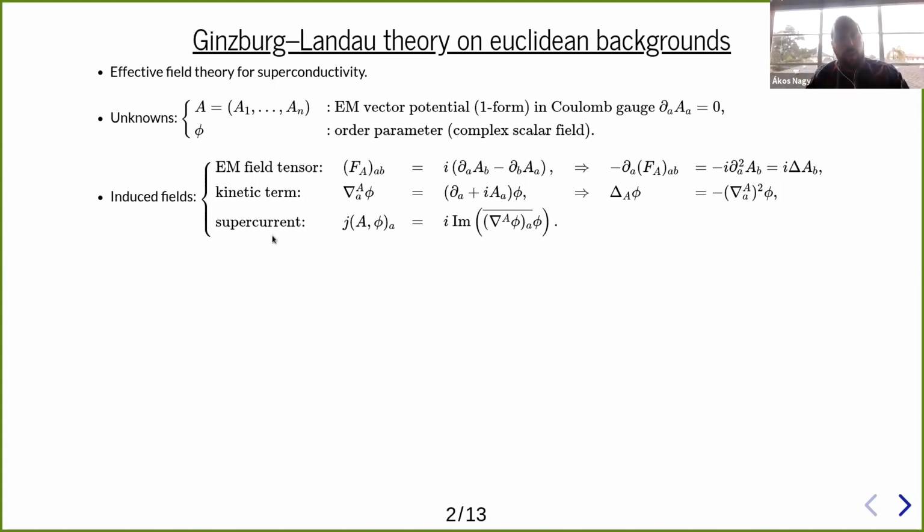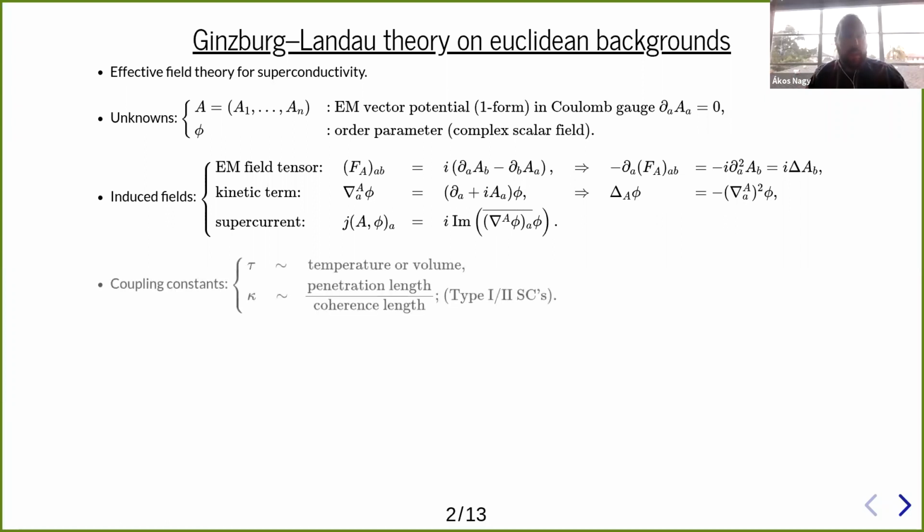And the third quantity I have to introduce is the supercurrent that is generated by the vector potential and phi. You complex conjugate it, you multiply it by phi, you get some complex number, or really a complex vector if you look at all components a, you take the imaginary part of it, and that's it. You multiply by i. And you'll see why this is important in a second.